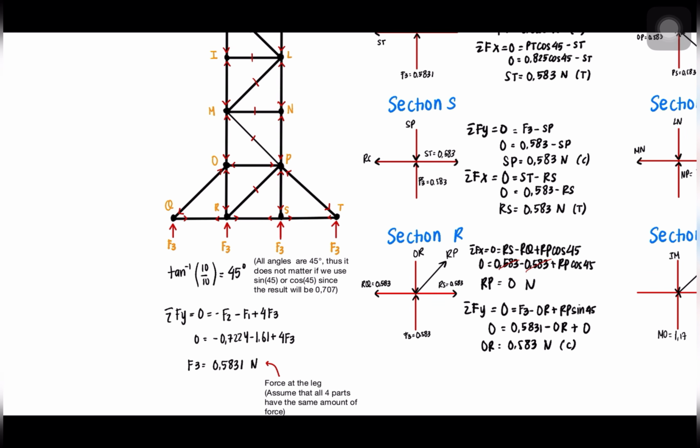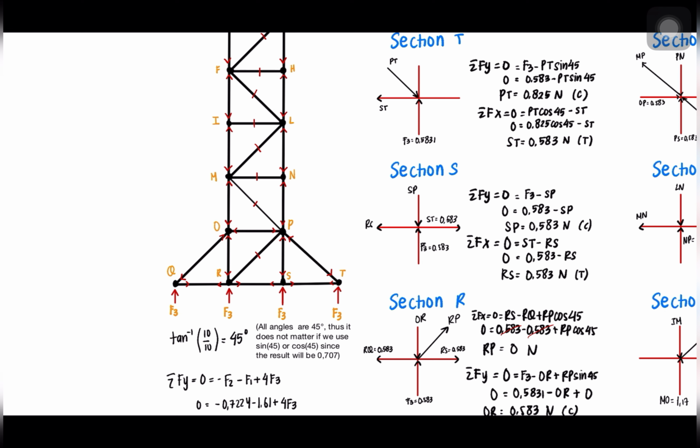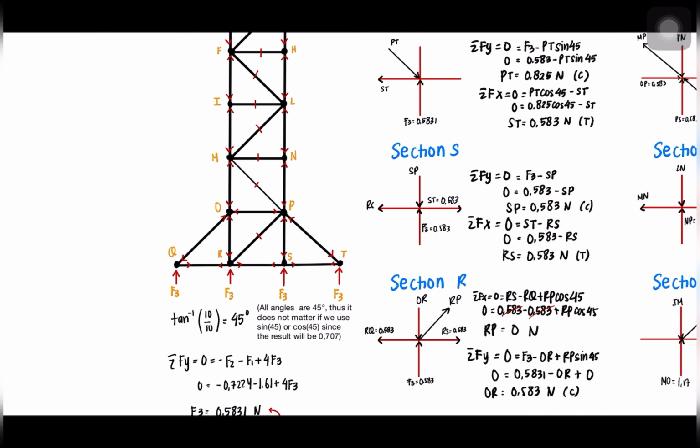For the base part here, since our height and our width, our length, are the same, which is 10 by 10, we can find the angles the same as with the JIP. Since tan inverse of 1 is 45 degrees, all angles are 45 degrees. Thus, it does not matter if we use sin 45 or cos 45, since the result will be 0.707.